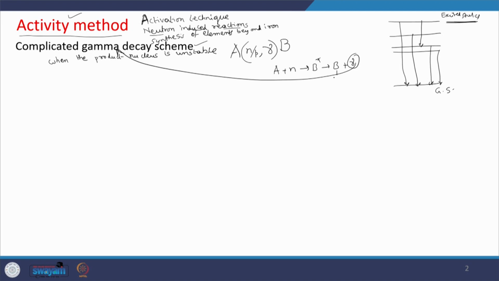Sometimes this B is unstable, okay, so the transition is taking place from the excited state to the ground state. Okay. But this ground state product nucleus is itself unstable, and if the half life is more than a few seconds, then one can prefer this activation method. So, what is the technique? What is the principle in this activation technique?